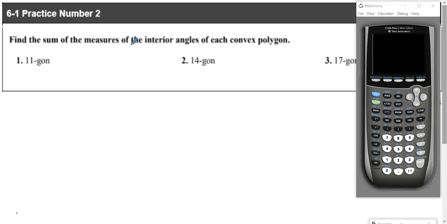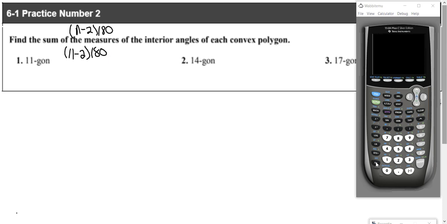The sum of the measures of the interior angles of each convex polygon. Oh, come on. You knew how to do this. We had a formula. N minus 2 times 180. But Mr. Harmless, what's n? It's the number of sides, guys. How many sides does this have? It says 11 right there. Okay. 11 minus 2 times 180.